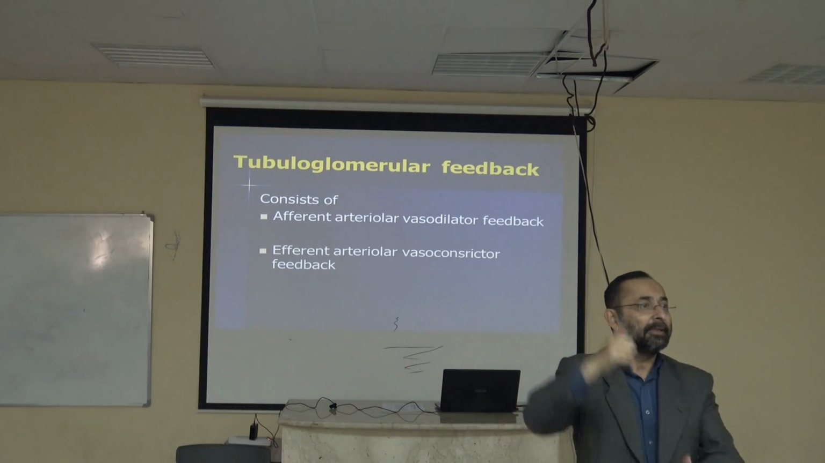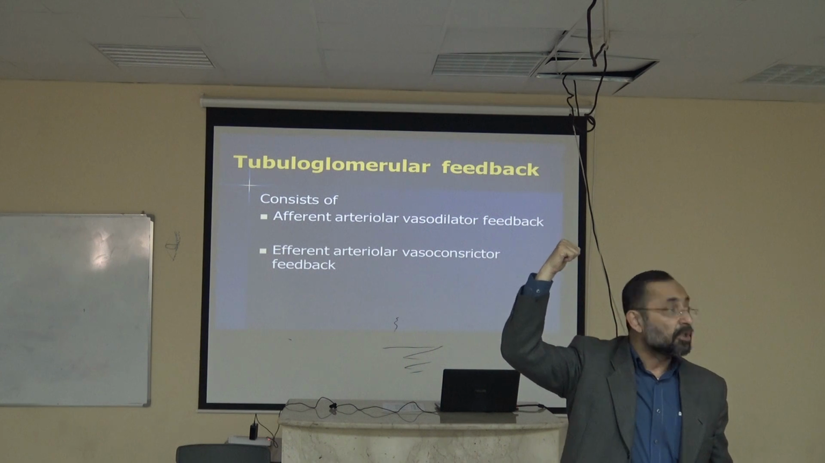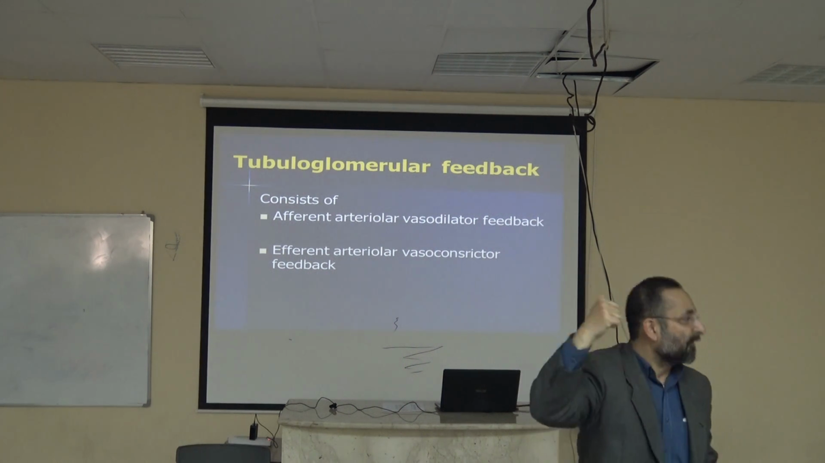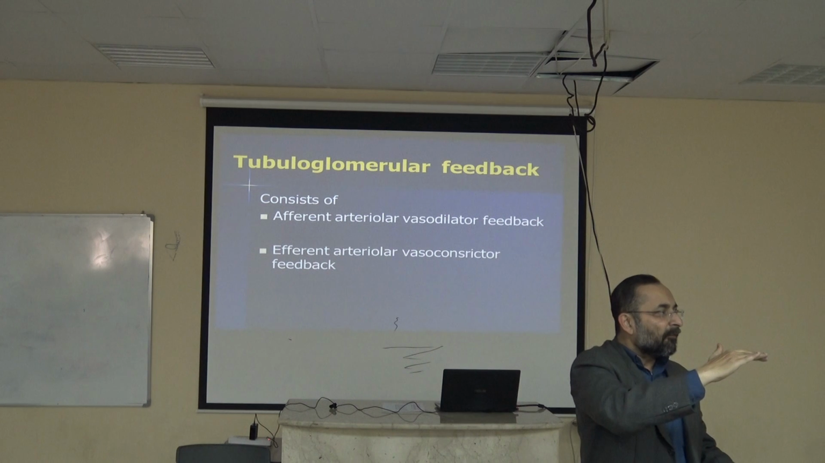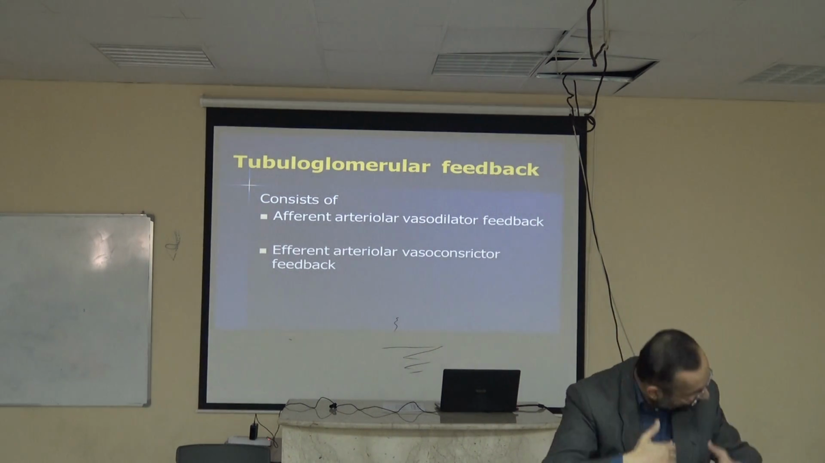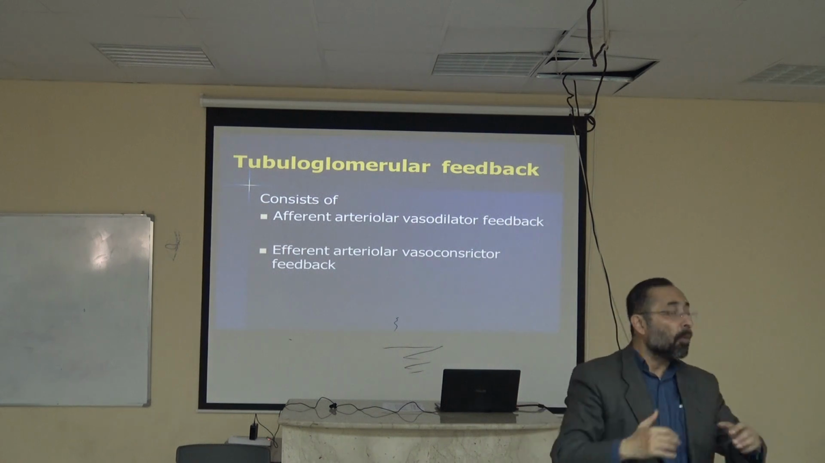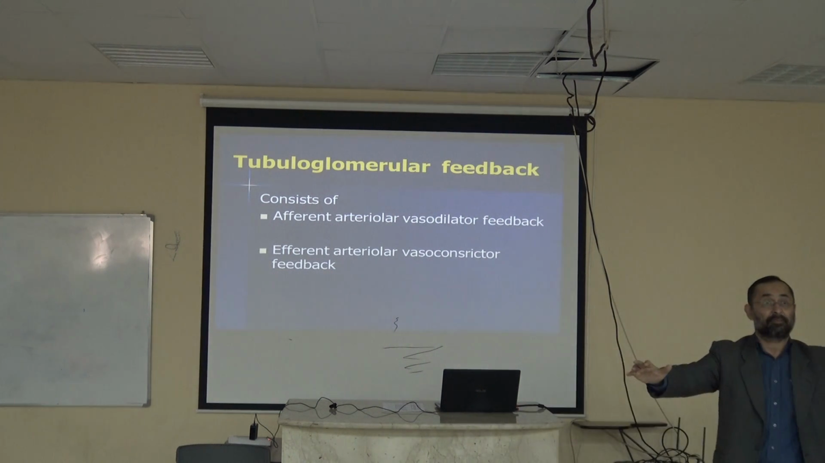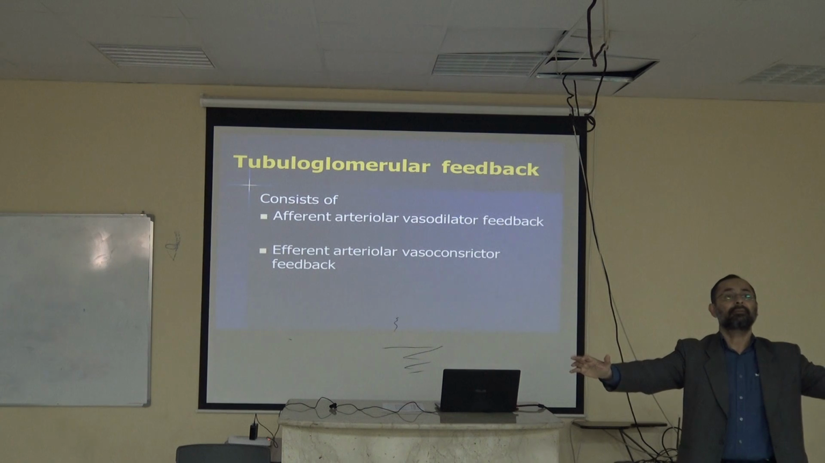So these two feedbacks together, when you have the afferent mechanism and the efferent mechanism, if you combine these two mechanisms, the name will become tubulo-glomerular feedback. If you want to break tubulo-glomerular feedback into two parts, you will say afferent vasodilator and efferent vasoconstrictor mechanism. Are we clear? Yes.